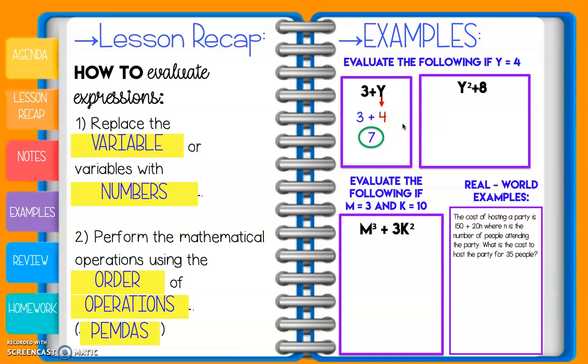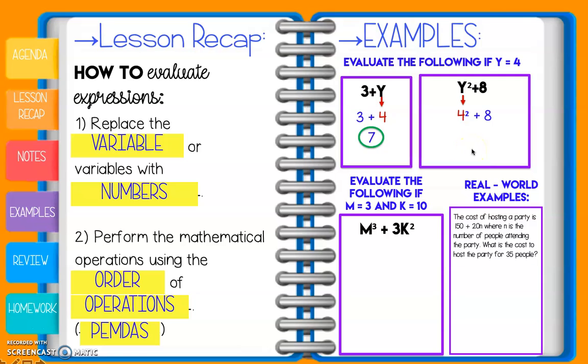Okay, alrighty. So let's move on. Let's make it a little bit harder. Let's throw in some exponents. Let's throw in some multiple operations. So we have y squared plus 8, and everywhere I see a y, I'm going to substitute it with a 4. So 4 squared plus 8 instead of y squared plus 8.